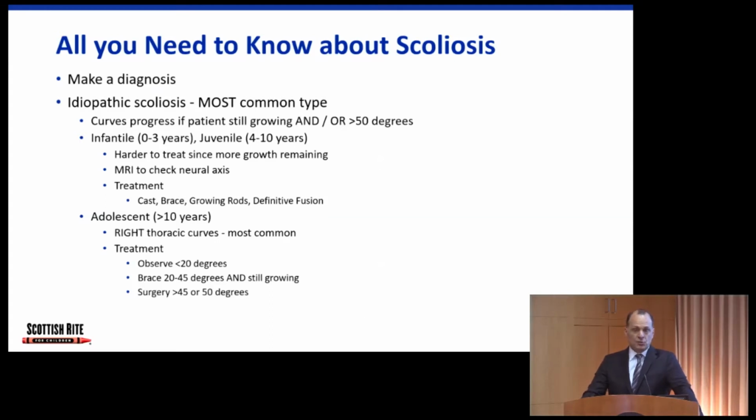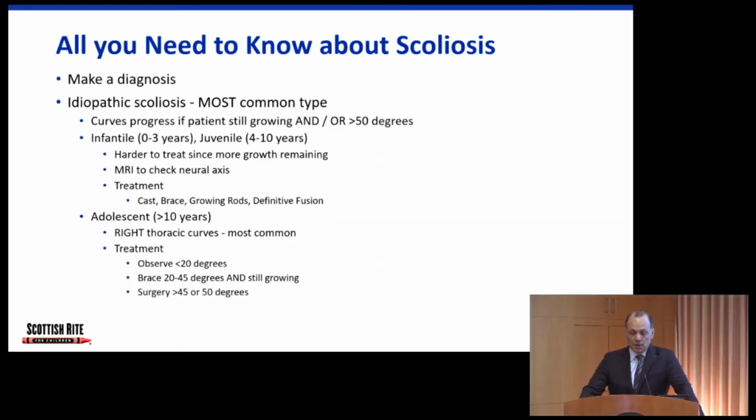For idiopathic scoliosis, meaning scoliosis where we don't know the cause, there's basically three types, and it's based on age, and we classify it that way. Infantile is from birth to 3 years of age. Juvenile is 4 to 10 years of age. And so for the younger patients, because they have so much growth left, they're much more difficult to take care of because over time that curve growth is churning away, trying to make that curve get bigger. For this patient group, we always get an MRI because there's about a 20% chance of having some neural axis abnormality in those patients who have juvenile or infantile scoliosis.